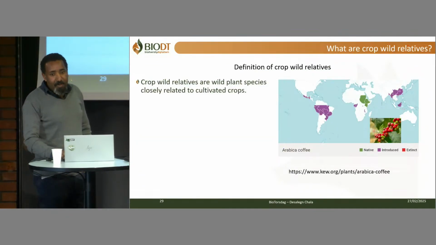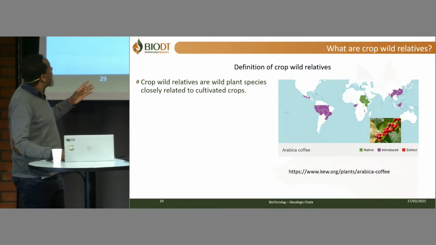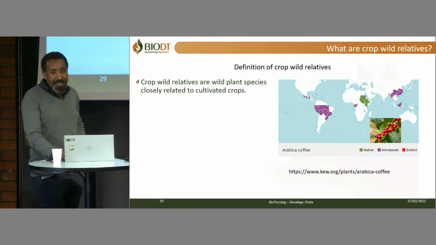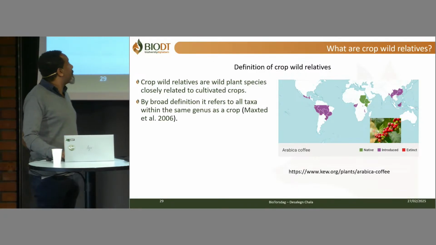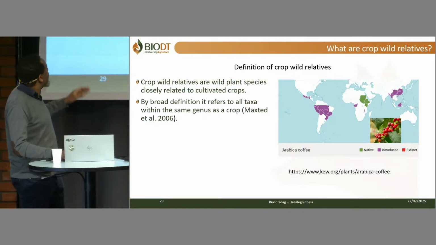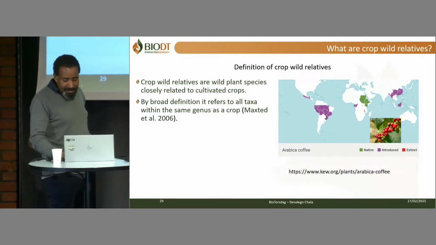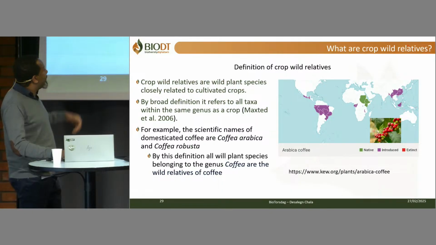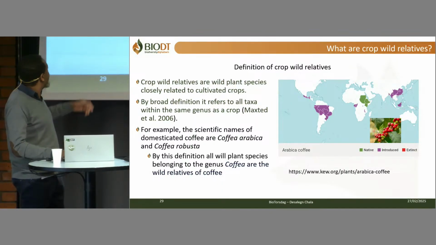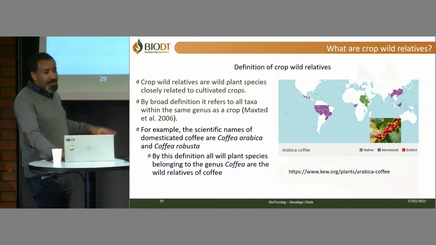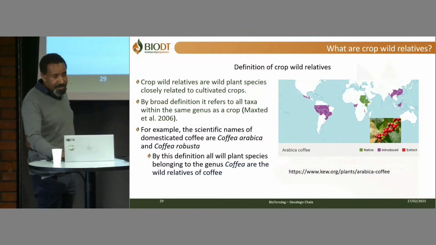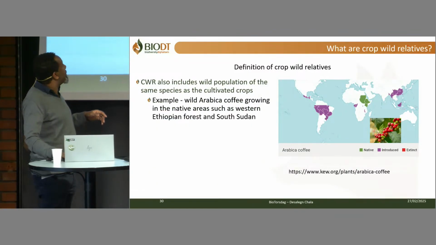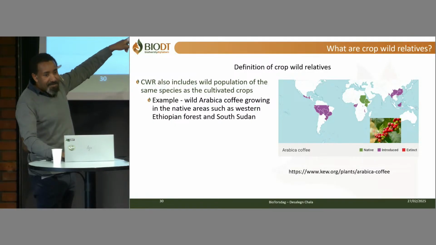So what are crop wild relatives? Normally, crop wild relatives are wild plants closely related to cultivated crops. But how related are they? By a broad definition, it refers to all taxa within the same genus as the crop. For example, if you consider coffee, we are mainly using Coffea arabica and Coffea robusta. By this definition, any species belonging to the genus Coffea is a wild relative of Coffea arabica and Coffea robusta. Not only that, it also includes wild populations of the same species.